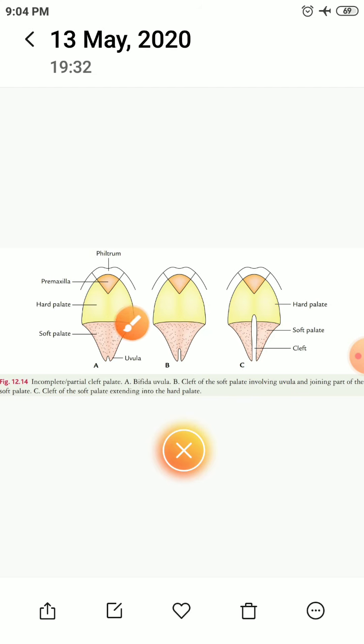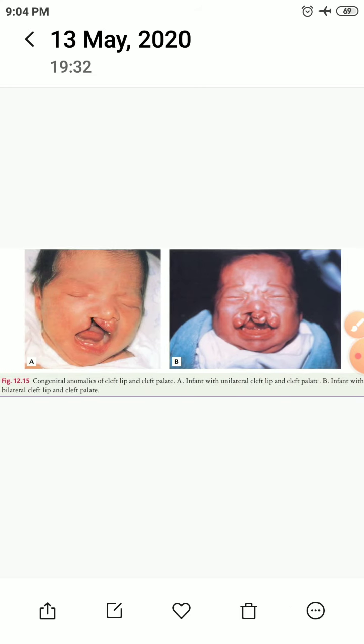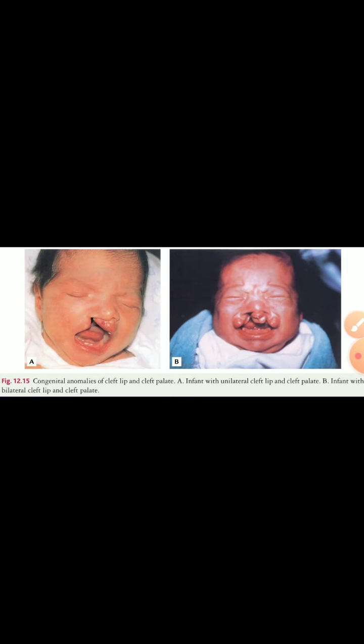Now we can see different incomplete partial cleft palates here. This one is not complete, it is only the uvula, the posteriormost part, that is not fused. A cleft of the soft palate involving the uvula and adjoining part of the soft palate. A cleft of the soft palate extending into the hard palate. So these are the different incomplete or partial cleft palates that you have to see. So this is how exactly it appears.